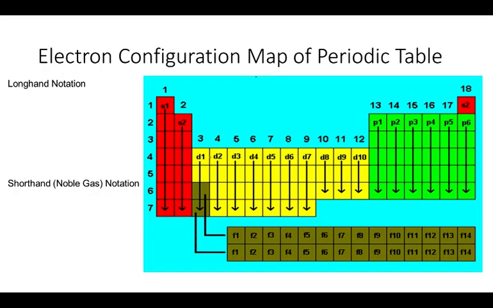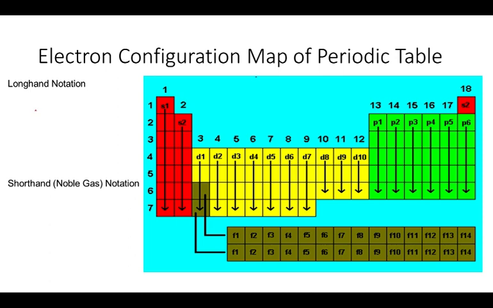All right. So here's our electron configuration map of the periodic table. This is pretty much what we drew, right? We've got our s orbitals over here in red, our d's are in yellow, and our p's are green. F's are like this brown color. Anyway, so longhand notation.